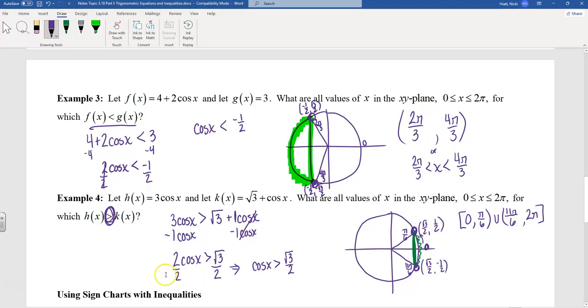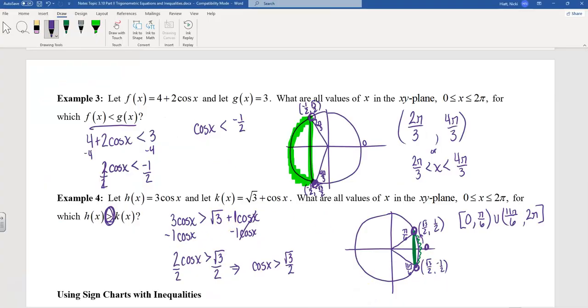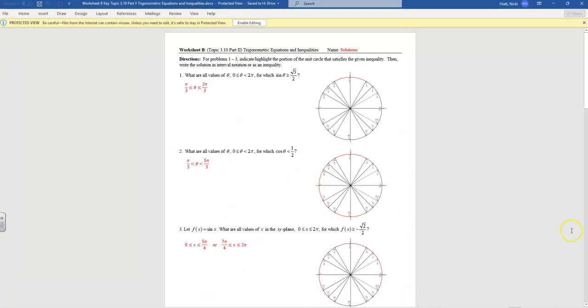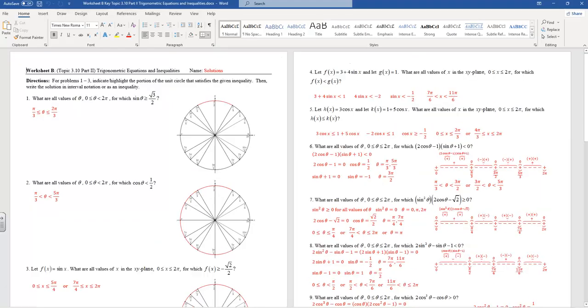Okay, we're going to take a break for a second. Notes. Those aren't the notes. All right, so on this worksheet here, let me zoom in some here.